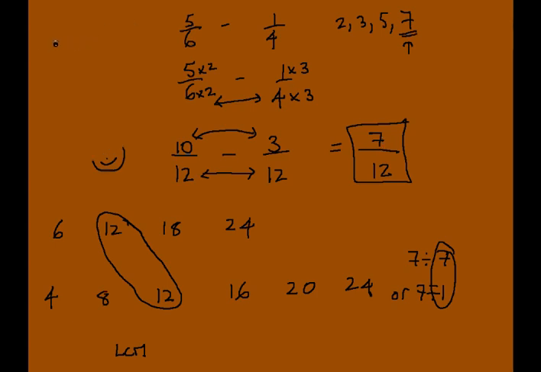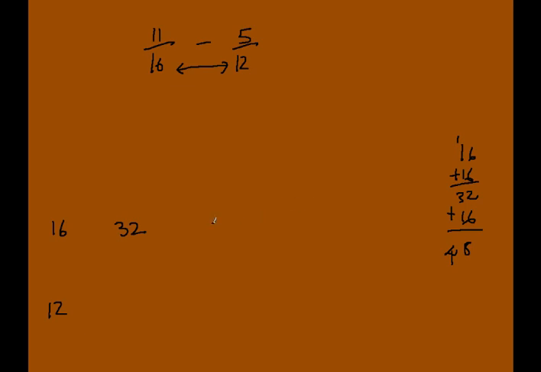Let's say another problem. Let's say that you have 11 over 16 minus 5 over 12. Again, first thing we look at is the denominator. They're not the same. You go on the side and you find a common denominator. If it's hard for you to multiply, just go ahead and add. So do 16 plus 16. 6 plus 6 is 12, carry a 1, 1 plus 1 is 2 plus 1 is 3. So the number that's going to be here is 32. Add another 16, 2 plus 6 is 8, 3 plus 1 is 4, that's 48.